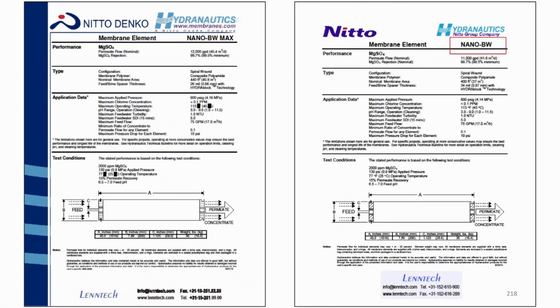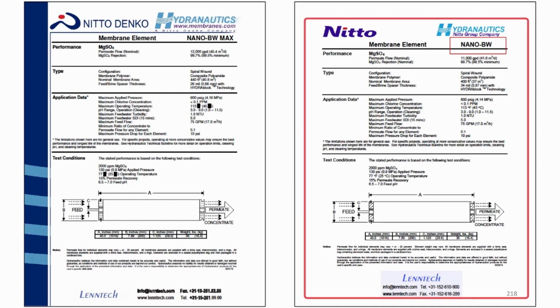If you compare these elements, they are almost the same, just NANO-BW MAX has a little more flux and membrane area. But if you look at the feed spacer thickness, the right side is higher than the left one. From the fouling formation point of view, the element with higher feed spacer and lower flux has less fouling potential. Therefore, this element has been selected for this case study.